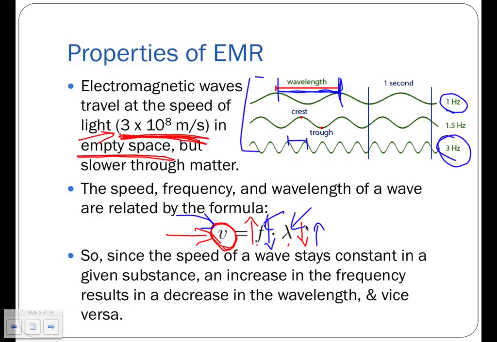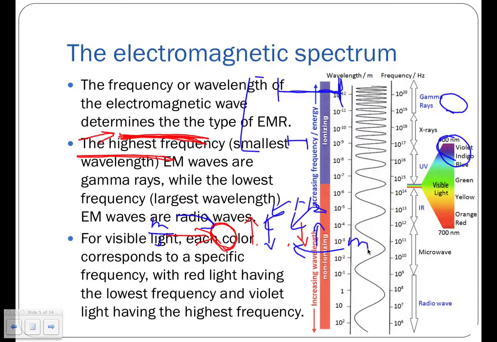And once again, unit-wise, we want our speed to be in meters per second. We want our frequency to be in hertz, which is waves per second, and we want our wavelength to be in meters in order to use this equation. It won't turn out very well if you don't have it in those units. Technically, it'll still be dimensionally fine, but we really won't get the units that we want out of it.